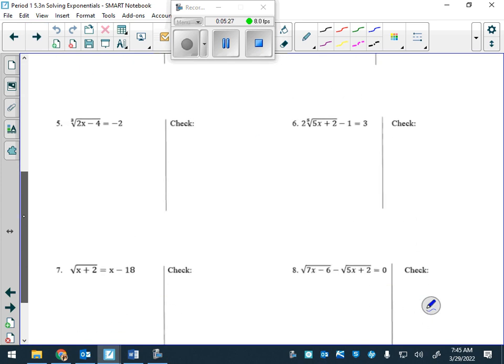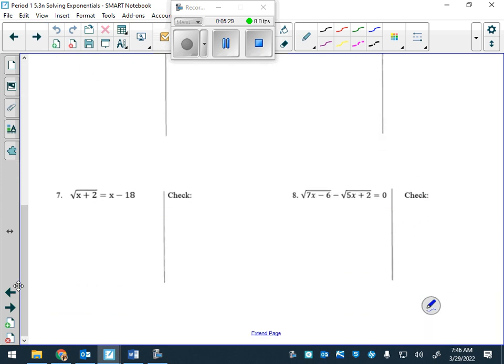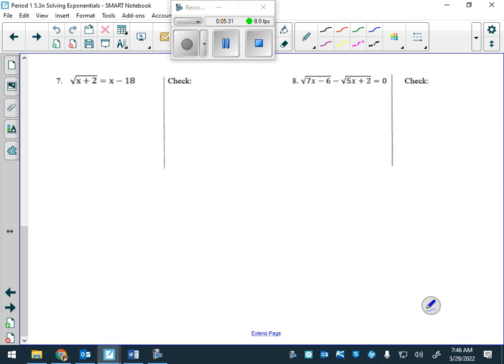Okay. So for number 8, since you have a subtraction sign in between, right? The best idea here, you don't want to square both sides because that's just a mess waiting to happen. You could do it, but it's just a mess. So what you could do is just add the square root of 5x plus 2 to both sides, to set them equal to each other. Then from here, you just square it.